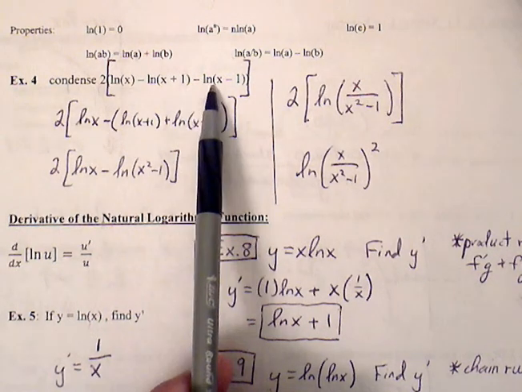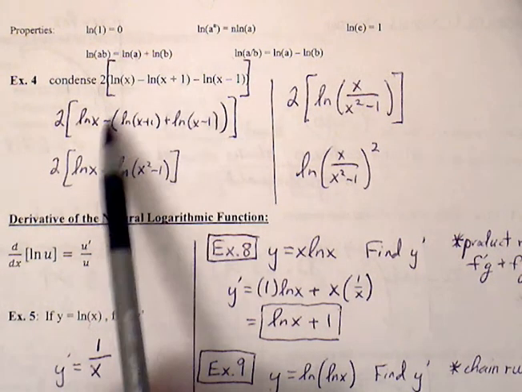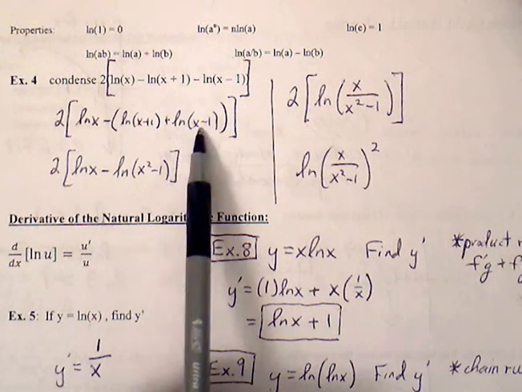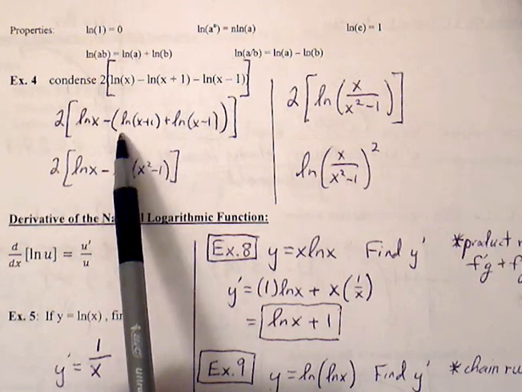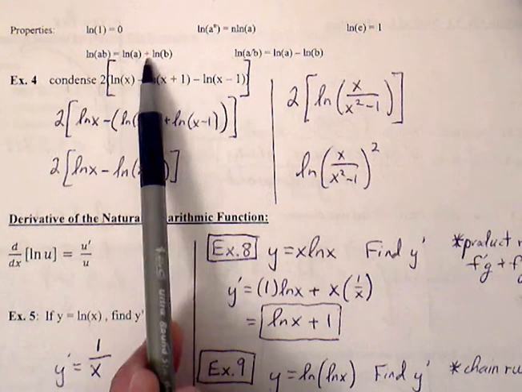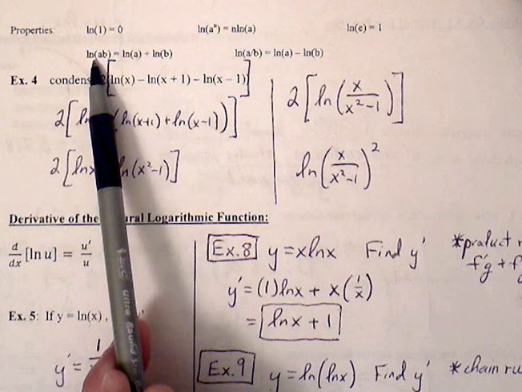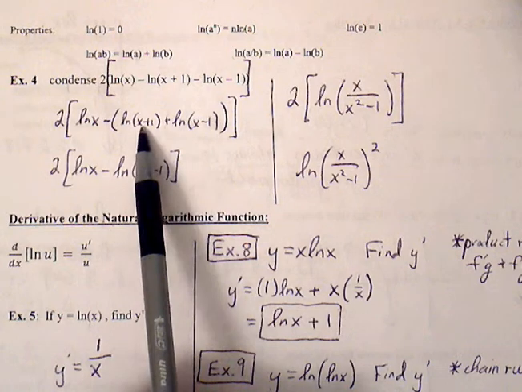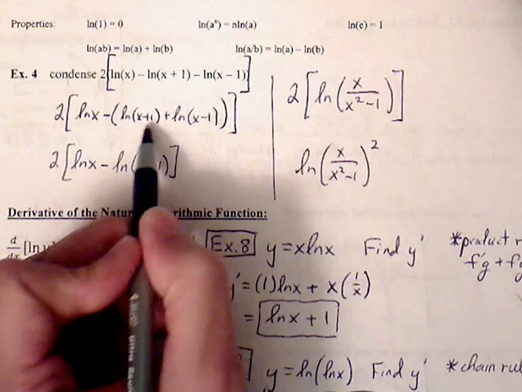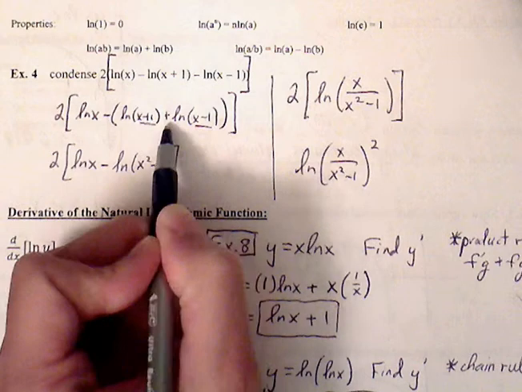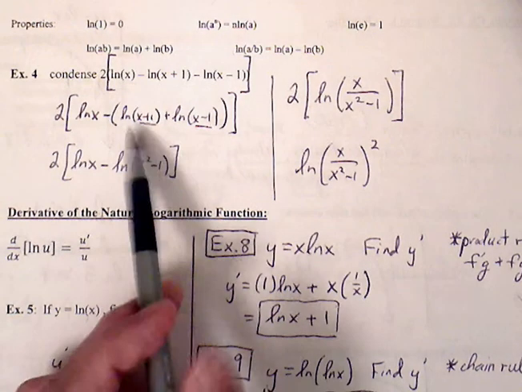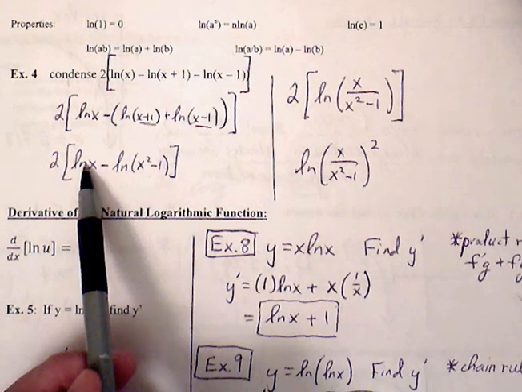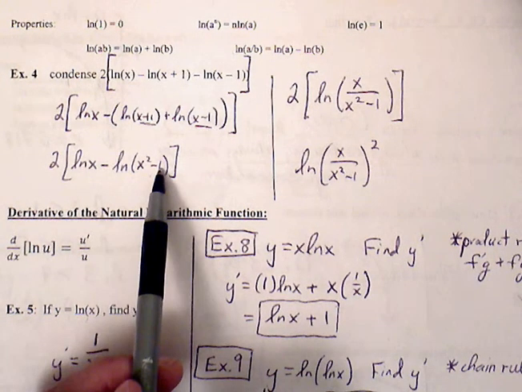So between these two terms, I'm going to factor out a negative 1 and then bracket it off and put a plus in between. So now I'm going to take care of this first. Now if you see ln of a plus ln of b, we can use the product property to condense to be ln of a times b. So x plus 1 times x minus 1. This is my a value, this is my b value, plus in between, ln of a times b. x plus 1 times x minus 1 gives me x squared minus 1. So ln of x minus ln of x squared minus 1.